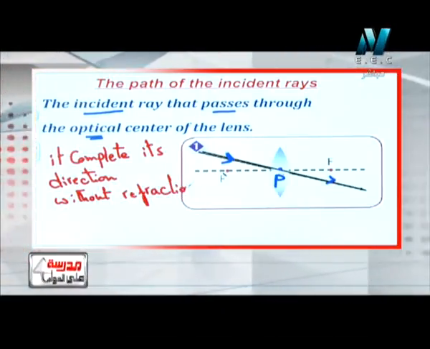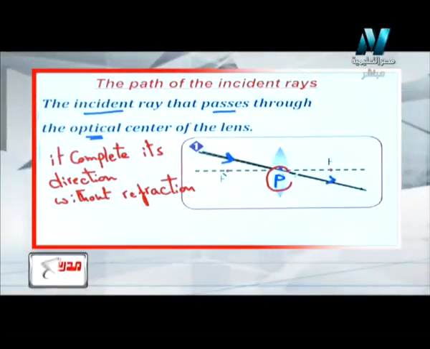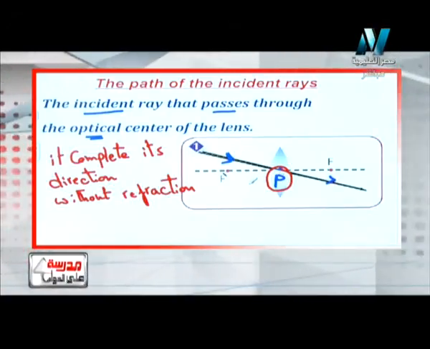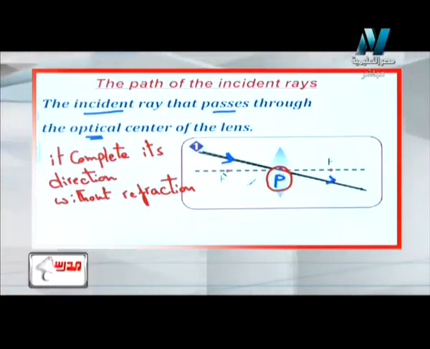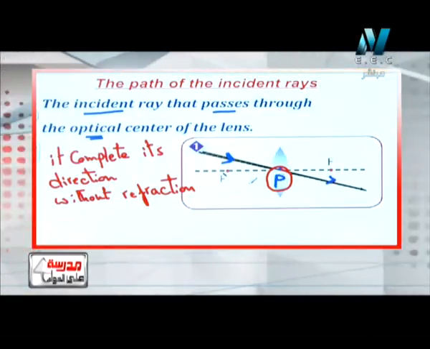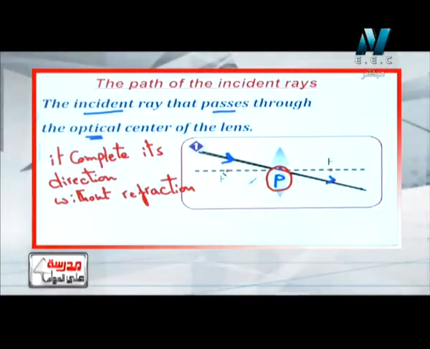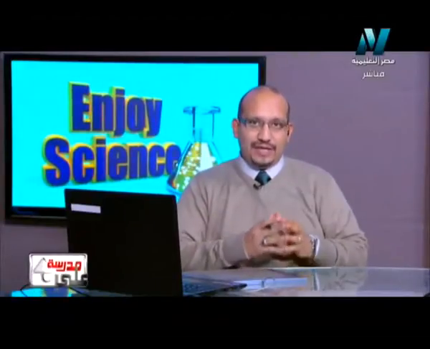So here we talk about what? We talk about the passing of light ray through the optical center. And we know what is meant by optical center from the first part. Optical center is the midpoint between the two faces of the lens, through which the incident ray passes without refraction, completely without refraction, as passing in the air without any other different density of the medium.